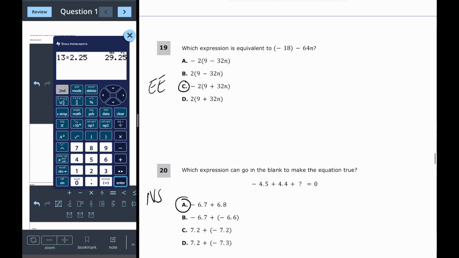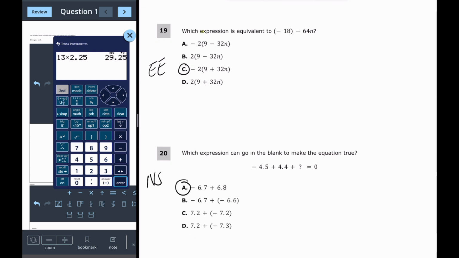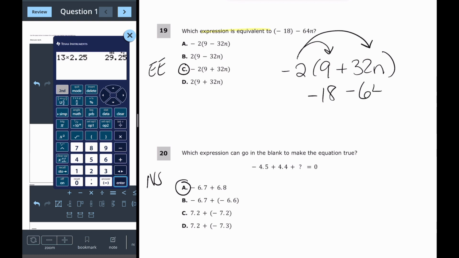Let's go to number 19. Which expression is equivalent to -18 minus 64? And so I have 4 sets of expressions, and to find out their equivalent, I'm just going to distribute. That's what I'm going to do. And the reason why C is the answer, -2 times 9 is -18. -2 times 32 is -64. And so that's my correct answer. Only difference is they just put a parentheses around this. So boom, there you go.